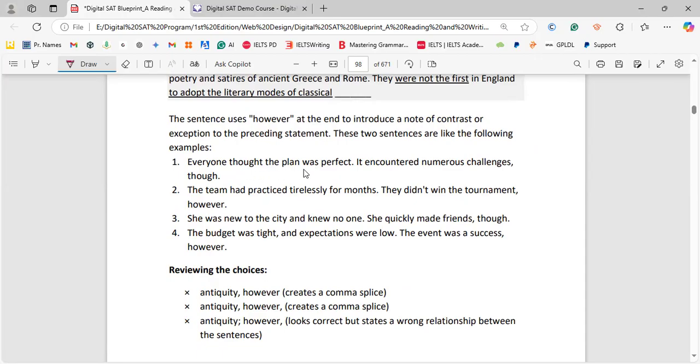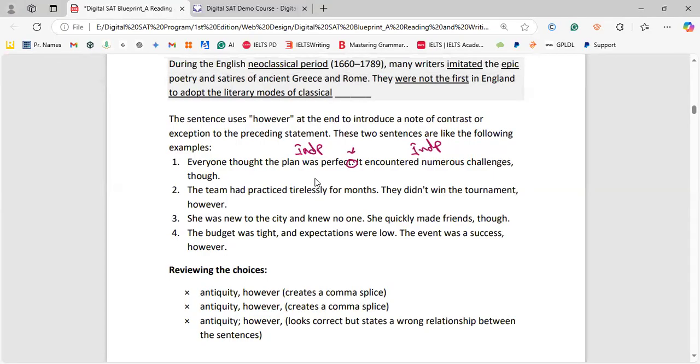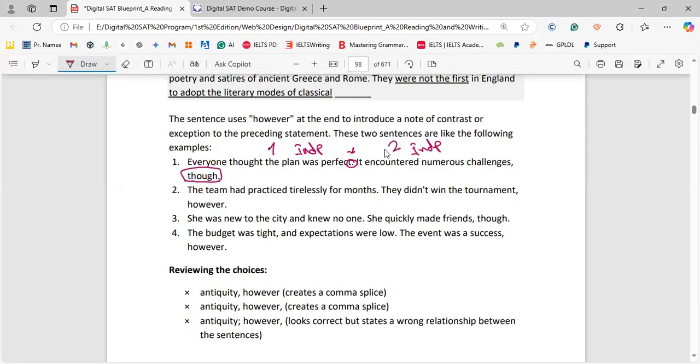Everyone thought the plan was perfect. Now, full stop. This is an independent clause. And there's another independent clause. Okay? And we have a full stop here. It encountered numerous challenges, though. So the "though" here shows that sentence one and sentence two are two contradictory sentences. And "though" here came as a final word.